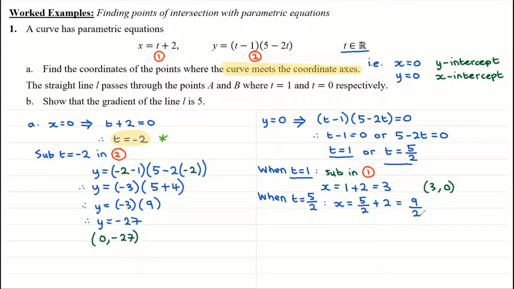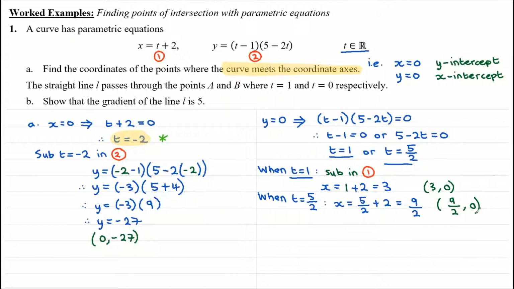Okay, so in other words, 2.5 plus 2 is 4.5, which is 9 over 2, or 5 over 2 plus 4 over 2 is 9 over 2. So that gives us the coordinates 9 over 2 and 0. So we've managed to figure out quite a lot of information about the curves already, even though they're in parametric form. With a bit of work, we've now got the y-intercept and 2 x-intercepts. Now, we don't need to know anything else other than that. Now we just move on to part B.